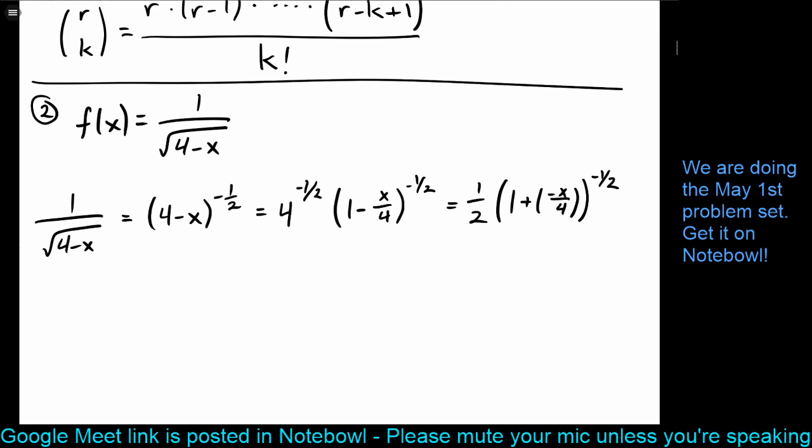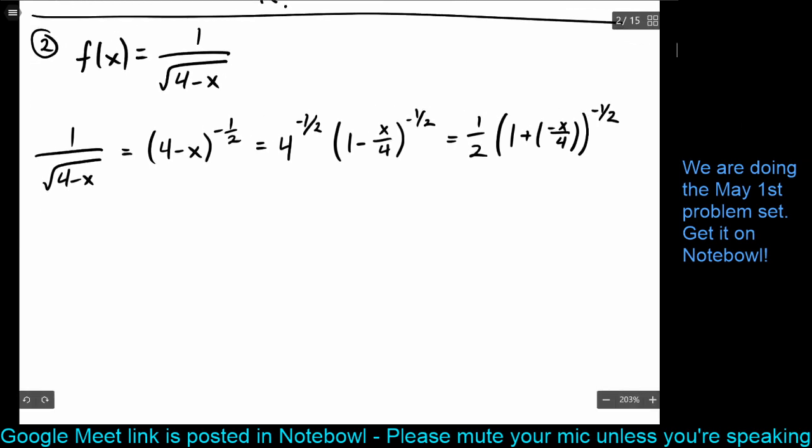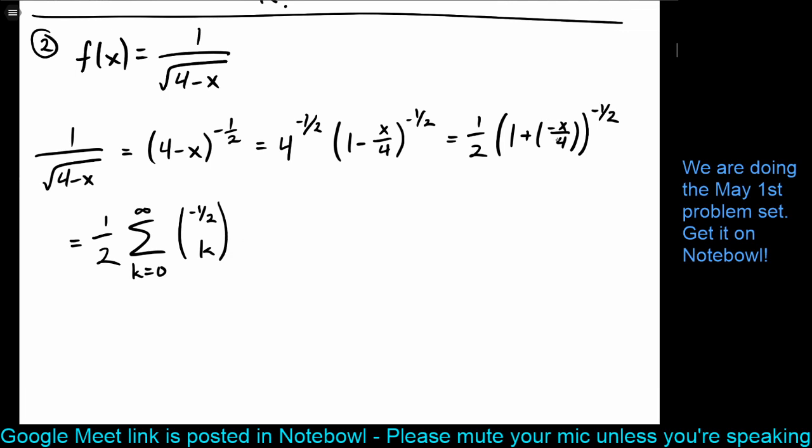Right? Now that I have that, we're just going to apply our last problem here, and say this is 1/2 of the sum from k equals 0 to infinity of negative 1/2 choose k. And here, it's going to be this expression to the kth power. Right? This is what goes inside the parentheses here.